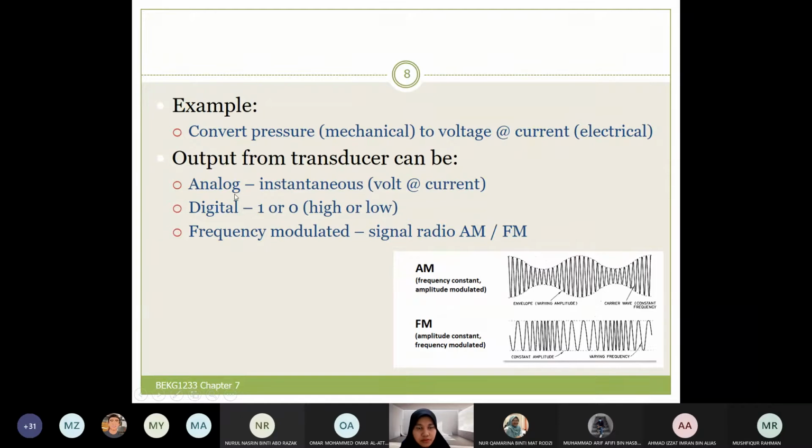Output from transducer can be analog or digital or frequency modulated. Analog is instantaneous voltage or current. Digital is 1 or 0, meaning high or low. Frequency modulated may be a signal of AM and FM. Okay, so this is AM signal where amplitude is modulated but frequency is constant. This is FM signal where amplitude is constant but frequency is modulated. Amplitude modulated means that we might have high or low amplitude.